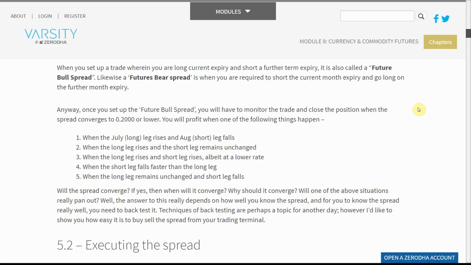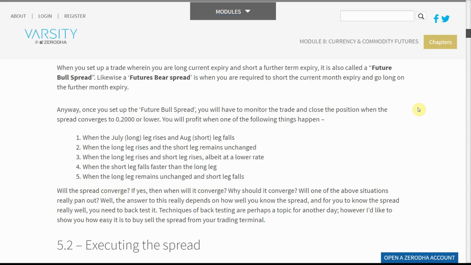Will the spread converge? If yes, then when will it converge? Why should it converge? Will one of the above situations really pan out? Well, the answer to this really depends on how well you know the spread. And for you to know the spread really well, you need to backtest it. Techniques of backtesting are perhaps a topic for another day. However, I'd like to show you how easy it is to buy-sell the spread from your trading terminal.